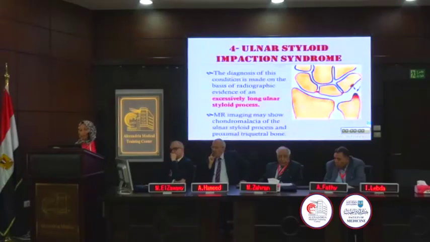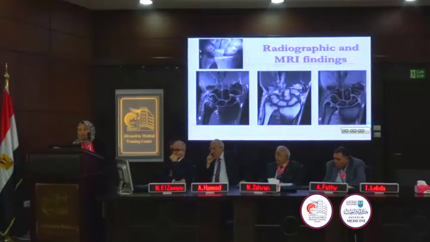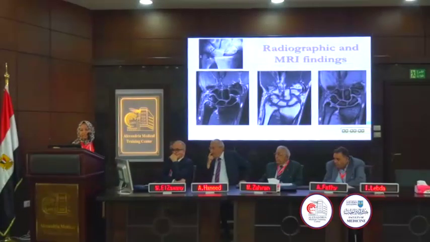than normal. So the diagnosis of this condition is based primarily on identification first of an excessively long ulnar styloid process, and MRI will show the chondromalacia and the proximal and the subchondral bone changes, which will be on the ulnar side of the triquetrum. Plain X-ray will demonstrate the elongated styloid process.